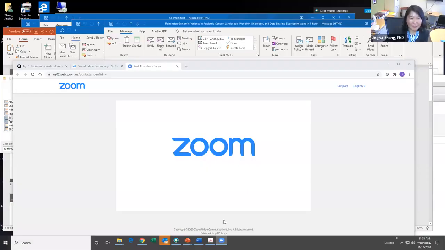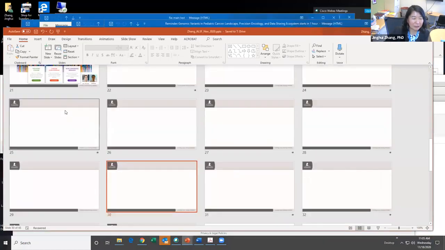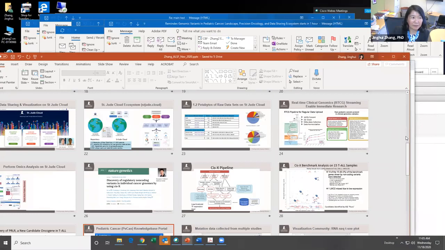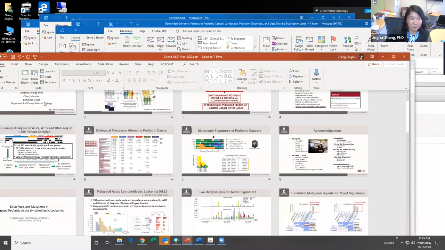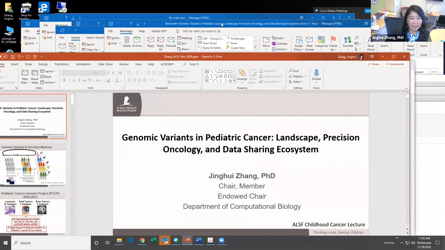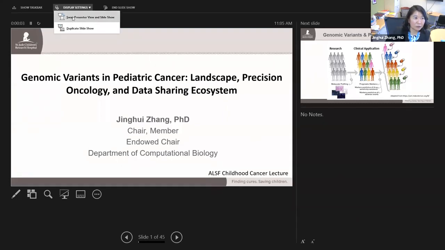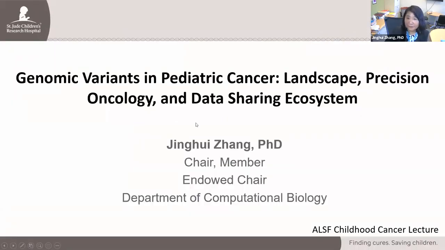And I hope that everyone who attends this presentation will get a good sense of the landscape of pediatric cancer and also the progress we made in terms of developing innovative software tools and sharing data to advance pediatric cancer research. So I will start, making sure that the slides look good. Okay, so I'll start with my discussion on genomic variants in the pediatric cancer landscape, precision oncology, and the data sharing ecosystem.